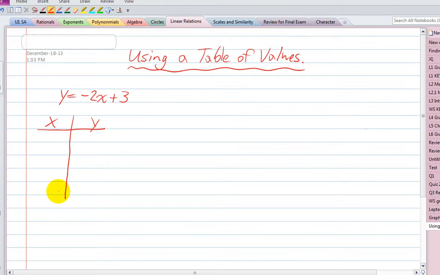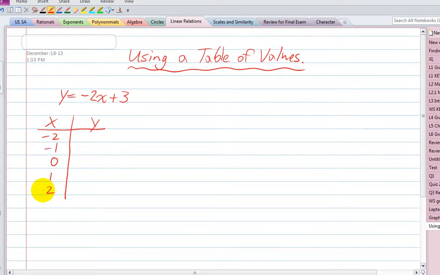Okay, so what we're going to do is we're going to be graphing using a table of values. Now the focus today is filling out the table of values and getting used to doing the math, and then plotting the points and making your line. So the first line we're going to plot is y equals negative 2x plus 3. So for our independent values of x, we're going to use negative 2, negative 1, 0, 1, and 2.